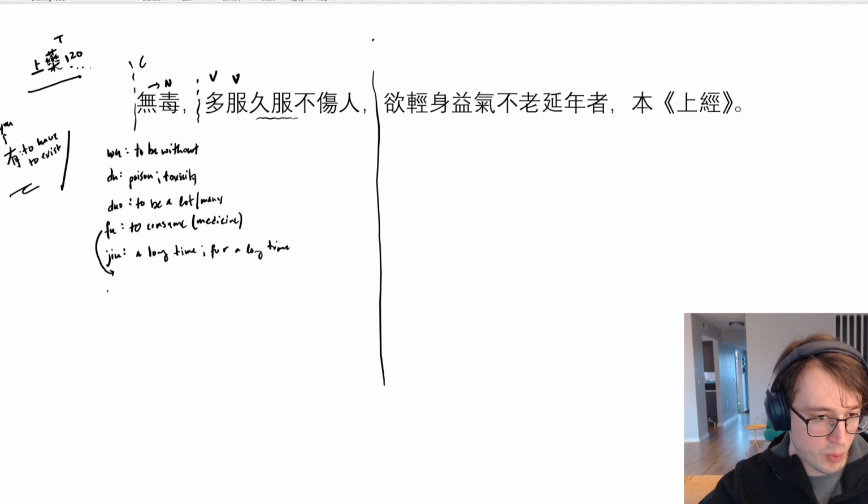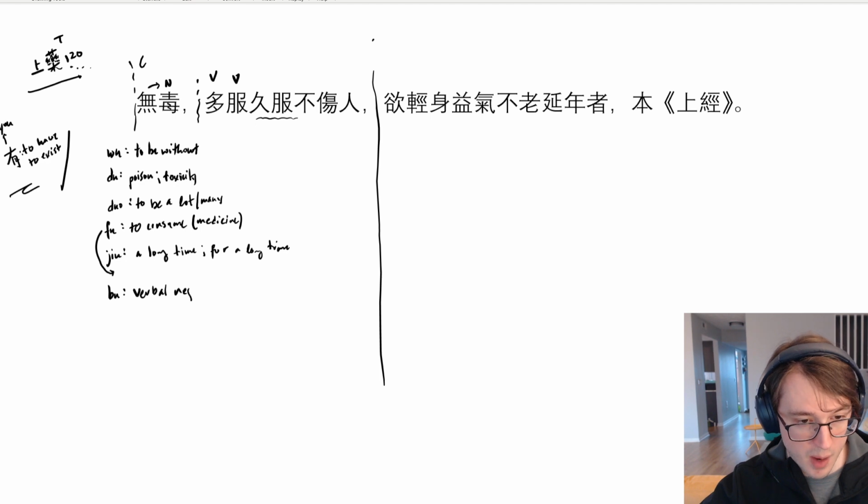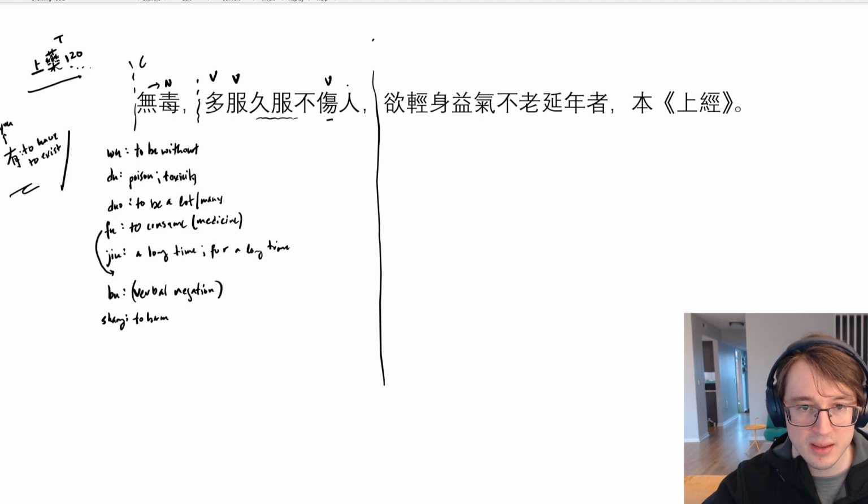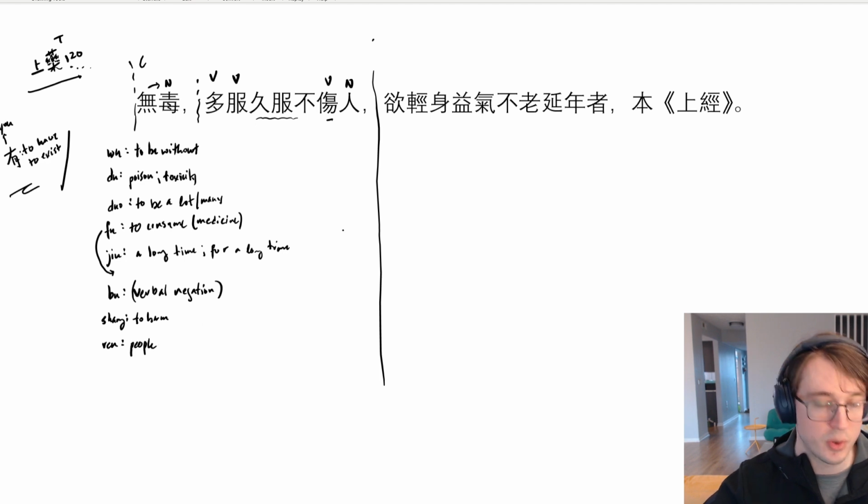Then after that, we have bu, which is a verbal negation. Takes a verb and gives you the opposite of it. Put that in parentheses because it's a grammar point. Then over here, we have shang, which is to harm. And we know it's a verb because it's preceded by the verbal negation, to harm. And then the last one, this one is a noun, which means people, 人, or humans, whichever you want to put.